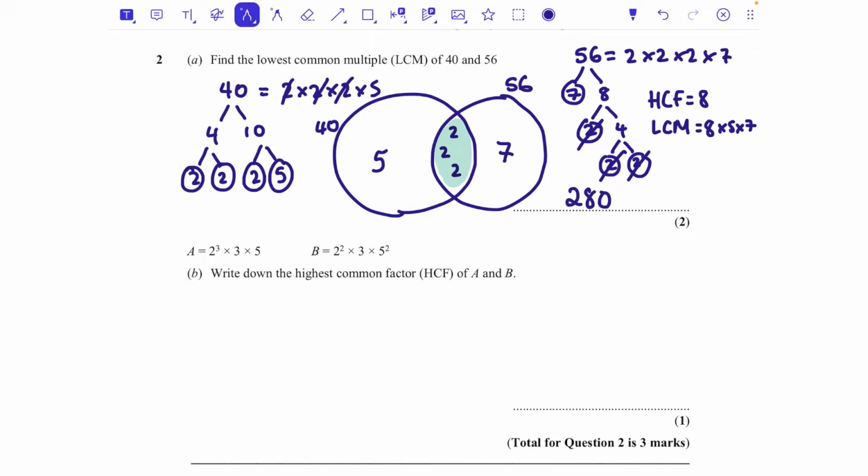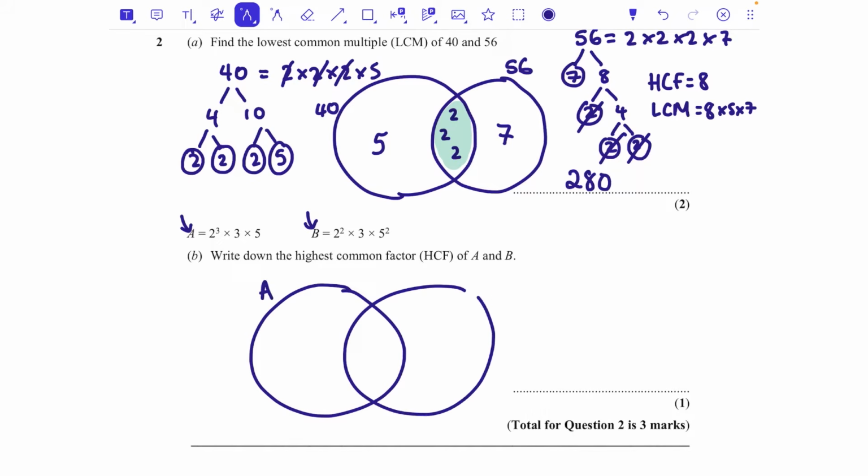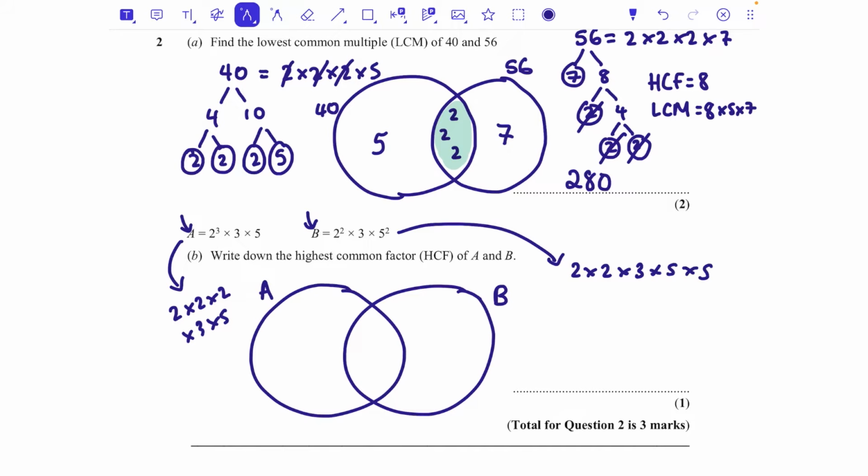For part B, we need to write down the highest common factor of A and B. Now this looks tricky, but actually what they've done is they've done the hard work for us. All I need to do is put this in a Venn diagram and see what can go in the middle, and that's where I'll find my highest common factor. Now you might find it helpful to write this out fully. So 2 times 2 times 2 is 2 cubed, times 3 times 5. And for B over here, I've got 2 times 2 times 3 times 5 times 5. You just might find that more helpful for when you're trying to look what's in both.